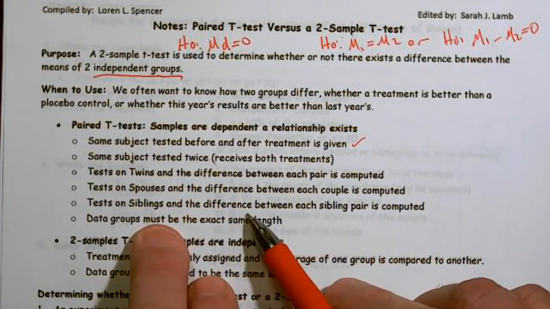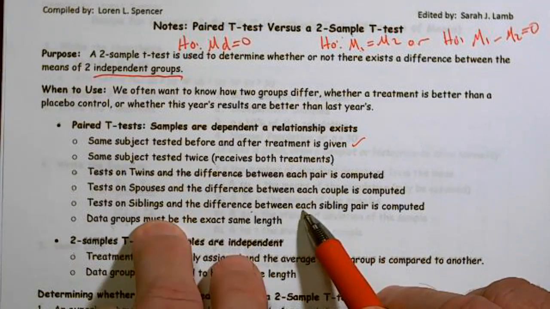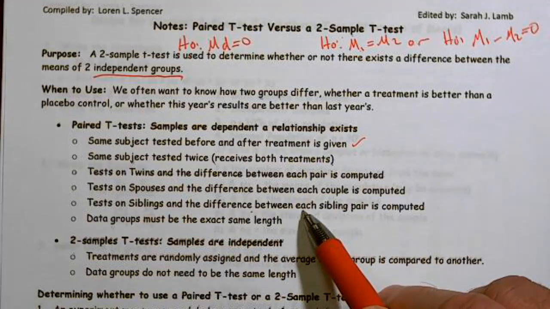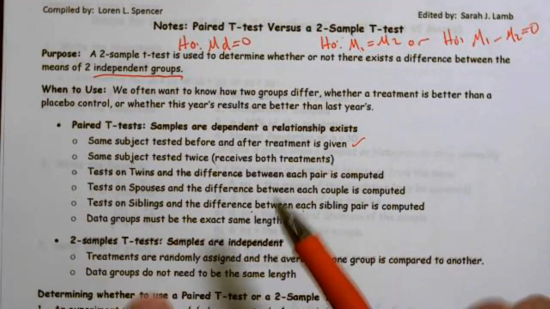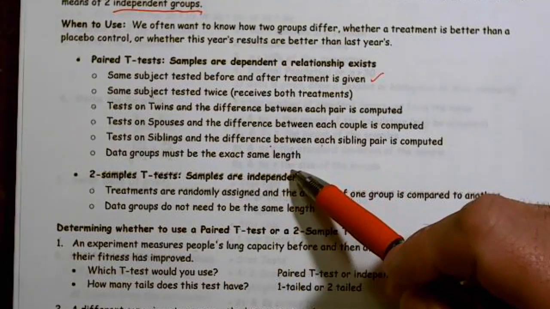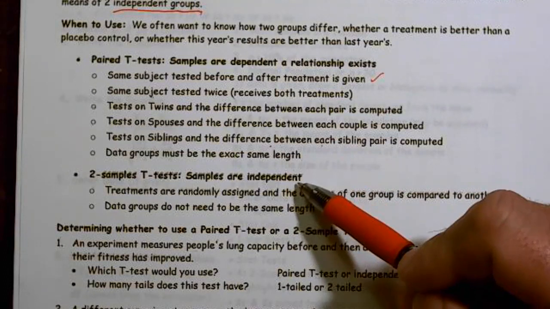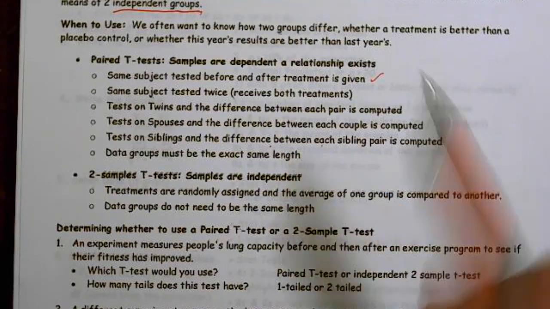Tests on siblings, keeping in mind it has to be one brother to one sister, or one brother to one brother and a sister to a sister, however you're going to want to do it, but it has to be a matching, a pair. All right. And just as a hint, data groups for paired data will always be the same length. They might be the same length for two-sample t's, but they have to be for paired.